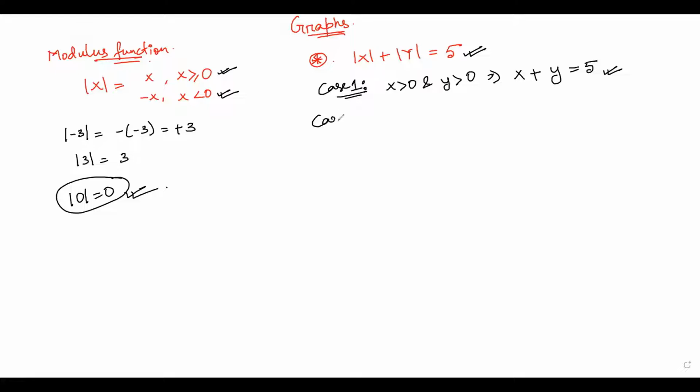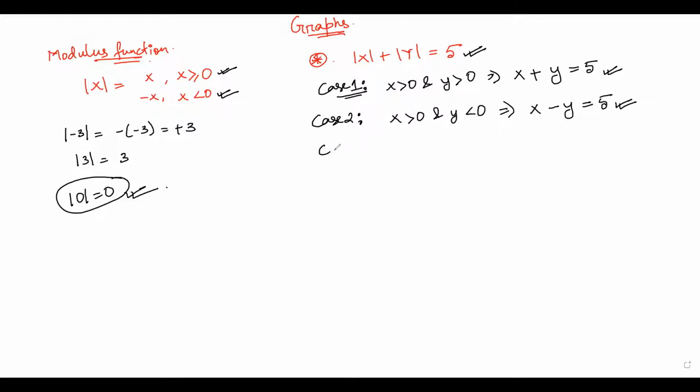In a similar way, we can take case 2 where x is greater than 0 and y is less than 0. In that case, mod of x would be x, but mod of y would be minus y as y is less than 0. So this would be minus y and this would be equal to 5. So here, when x is greater than 0 and y is less than 0, we are getting another linear equation, x minus y equal to 5.